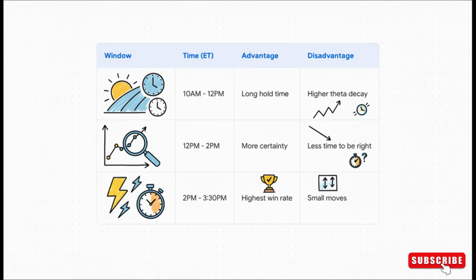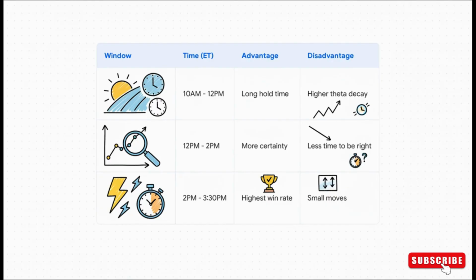Let's break down these windows. First up is the morning setup, from 10 a.m. to noon Eastern. This gives your trade a ton of time to breathe and develop. It's perfect if you have really high conviction in your pin. The catch? Theta decay is also at its highest.